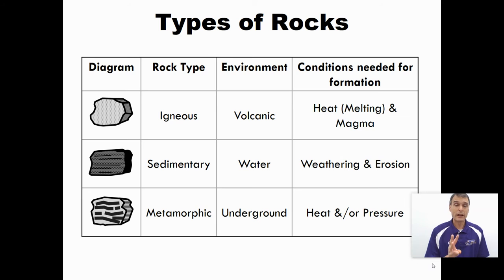Okay, so there's three types of rocks, and you probably heard about these in sixth grade science class. There's igneous rocks that form in volcanoes, and they form because of heat and melting and magma, okay? And there's sedimentary rocks, they form in water through weathering and erosion, and metamorphic rocks that form underground from heat and pressure.